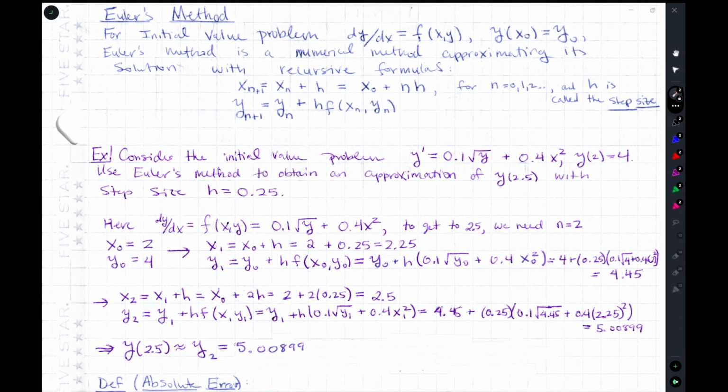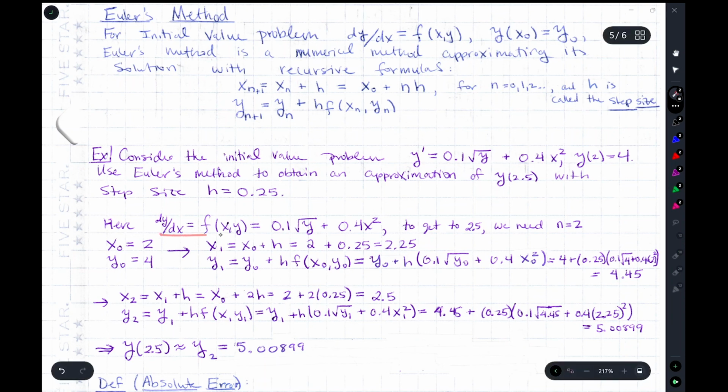So let's look at an example. Consider this initial value problem. Use Euler's method to obtain an approximation of y(2.5) with step size h = 0.25. So this is very algorithmic. You go through it by hand, maybe a few times, and you get the experience. And then, of course, you'll do it through computers.